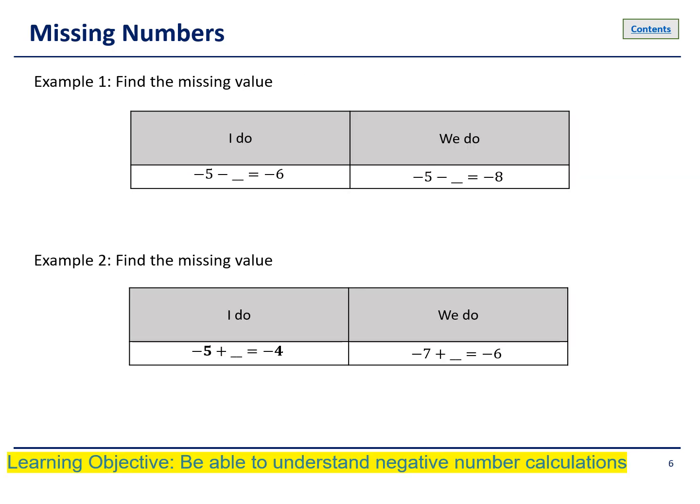So on to the first I do, find the missing value. I can see that the starting point is -5, and it's asking me to subtract a number to get to -6. Well, this is a really easy starting point. To get from -5 to -6, I just need to subtract 1. Okay, pause the video, have a go at the we do, please.